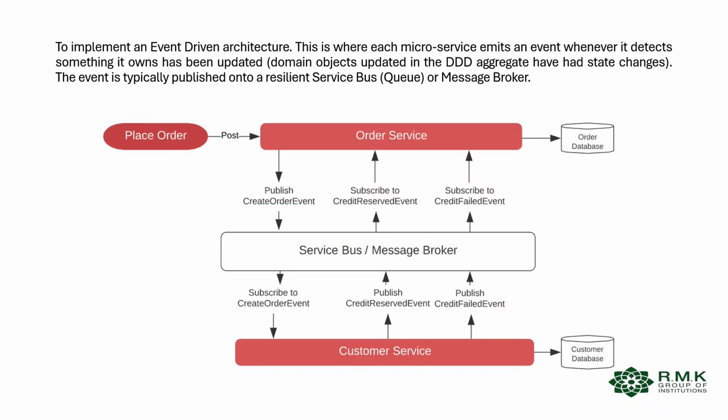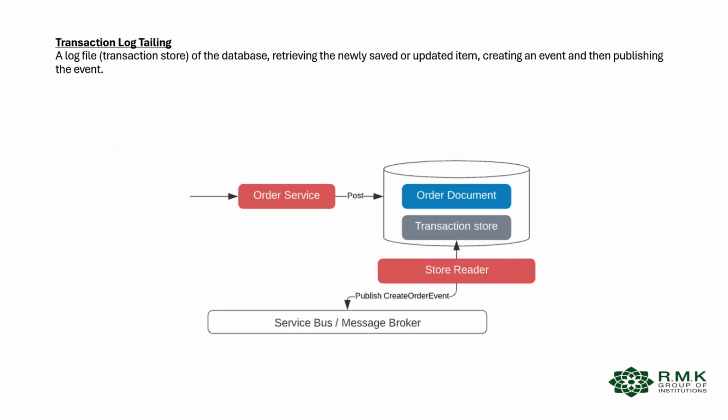Here, placing the order goes to the order service, which publishes the order and then subscribes. The credit will be reserved or fail after the service bus or message broker. The subscriber creates an order event and publishes the event. Next, coming to transaction log tailing: a log file, the transaction store of the database, retrieves a newly saved or updated item, creates an event, then publishes the event. The order service has an order document, a transaction store, and a store reader.